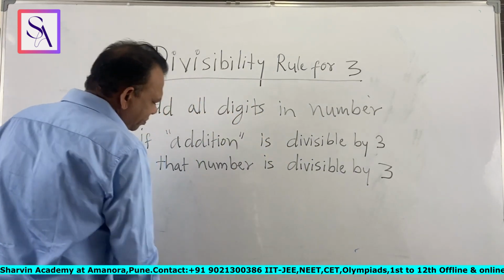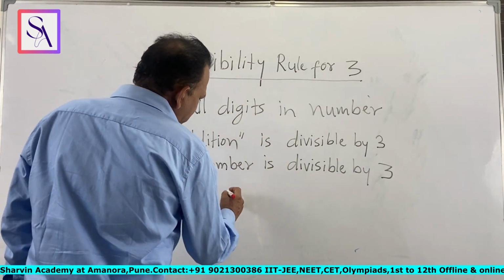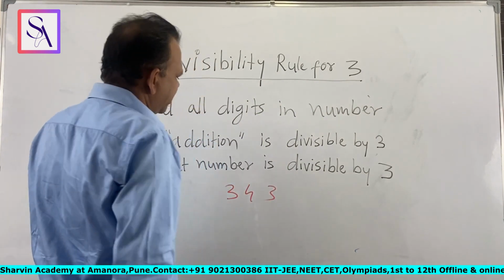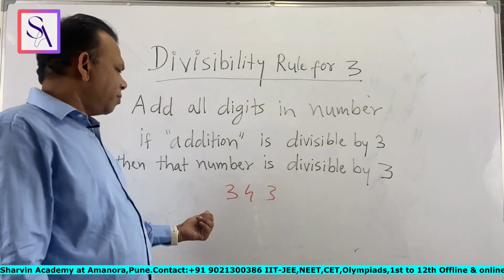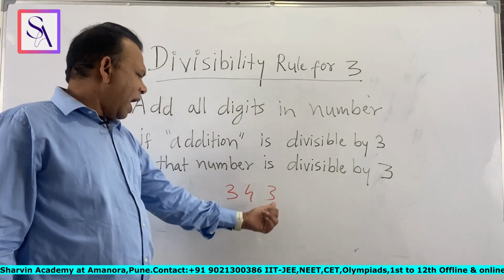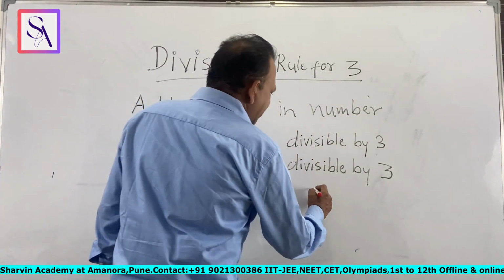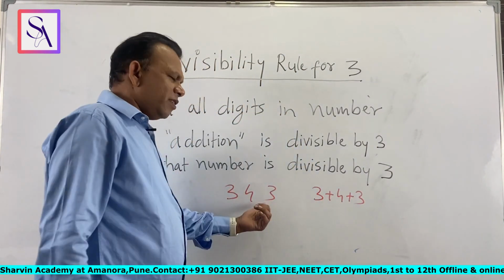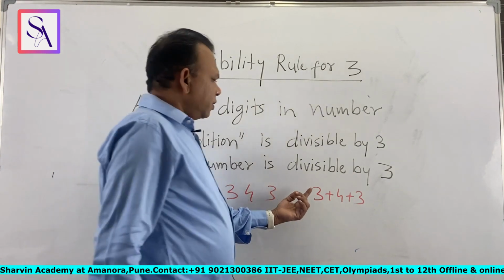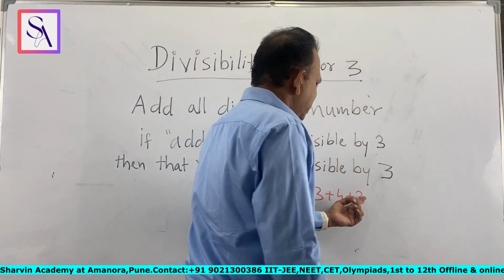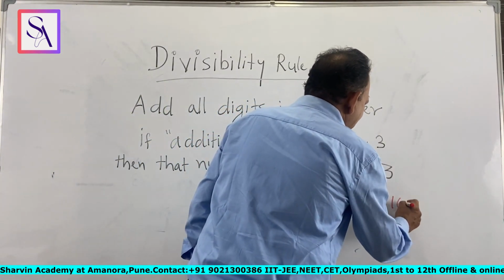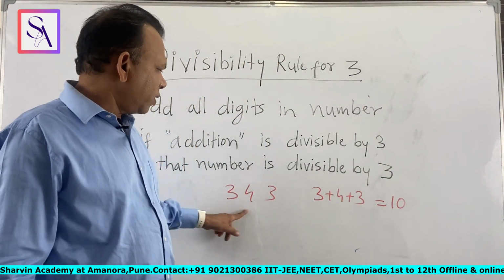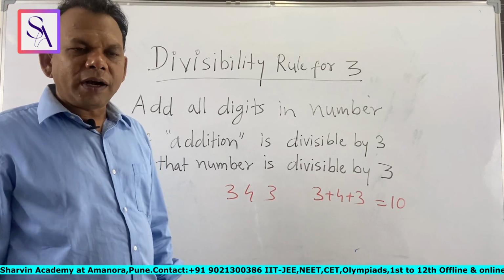Like if I give you 343, right? This is the number. So you have to add 3 plus 4 plus 3. You have to add the digits, right? 3 plus 4 is 7, 7 plus 3 is equal to 10. And again 10 is not divisible by 3. Hence 343 is not divisible by 3.